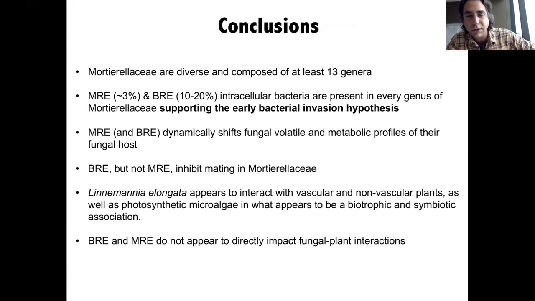So in conclusion, there's now 13 reference genera in Mortierellaceae. All of the genera can host bacteria, and they're fairly common. And so this kind of evidence supports this idea of an early invasion. So the fact that these clades, both BRE and MRE, are in arbuscular mycorrhizal, the Glomeromycotina, Mucoromycotina, and Mortierellomycotina, we suspect it was an early invasion.